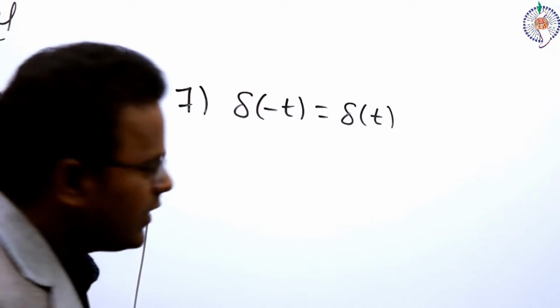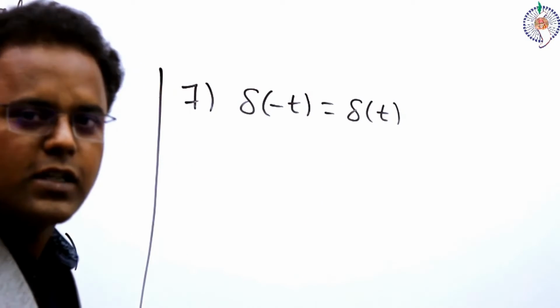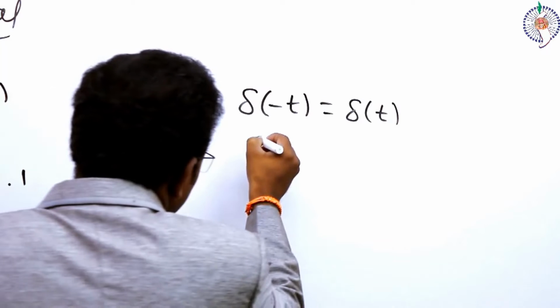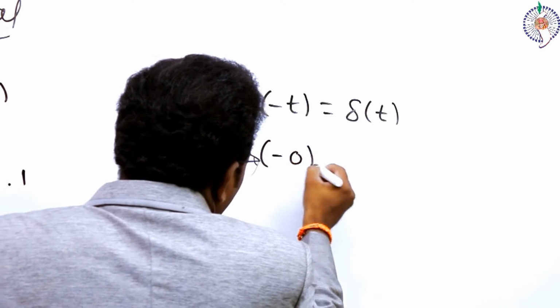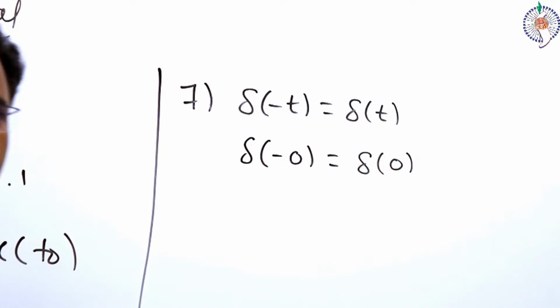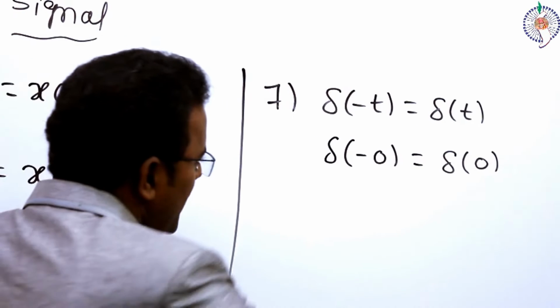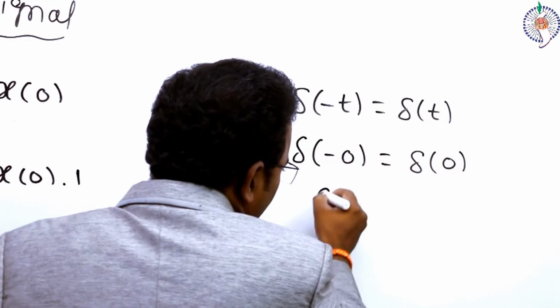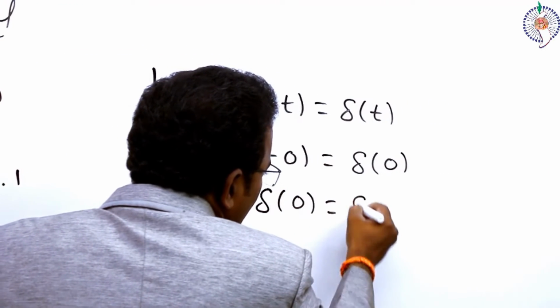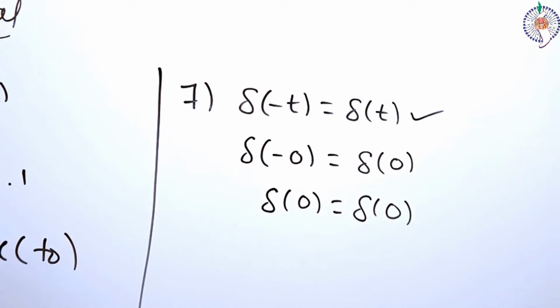We just now saw the impulse exists at the argument equal to 0, that is t equal to 0. Delta of minus 0 equal to delta of plus 0. Is anyone seeing any difference between minus 0 and plus 0? No, there is no difference. So delta of 0 is equal to delta of 0. So this is going to be valid. So that's why delta of minus t is delta of t.